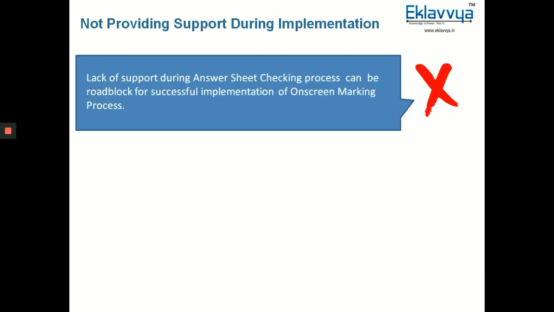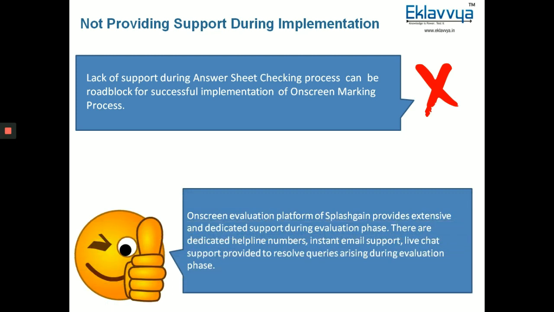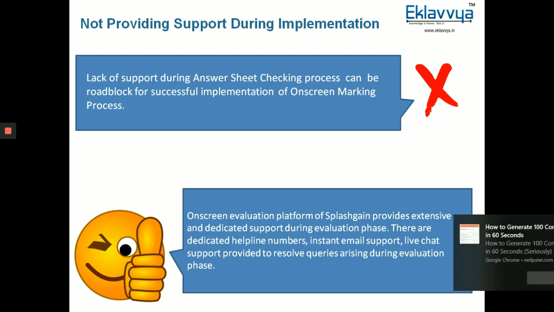Next thing to avoid is not providing support during evaluation phase. During evaluation of answer sheet, evaluator may face technical or functional difficulty. In such case, proper help or support should be available to resolve queries in order to have smooth execution of answer sheet evaluation phase. If your system fails to provide right kind of support on timely basis, then frustration or dissatisfaction increases among professor or evaluator and it can add to delay in result processing.